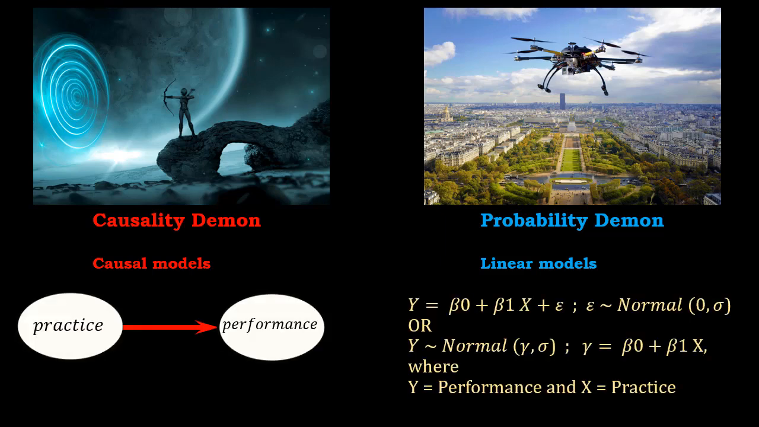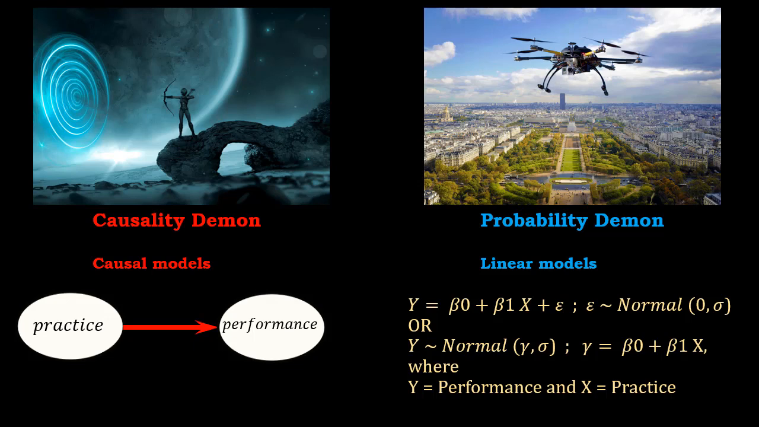And here we've got the causal model and the linear model. So the causal model that we are going to go through is practice affects performance. So we've got two variables. One is called practice, the other one is performance. And the linear model that will help us understand reality, but it's not a model about reality, is the one that we've seen in other classes.